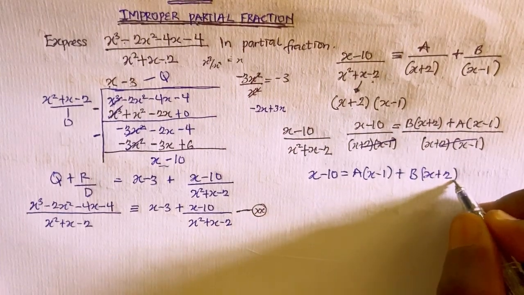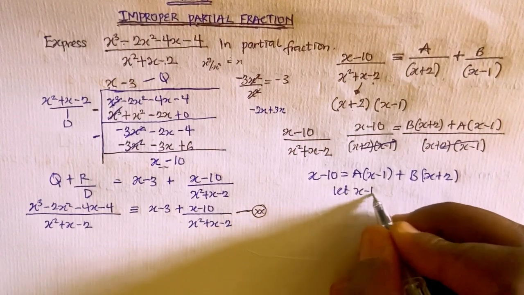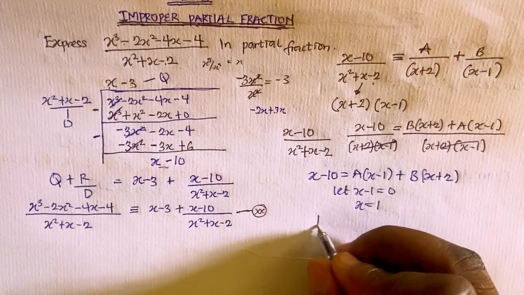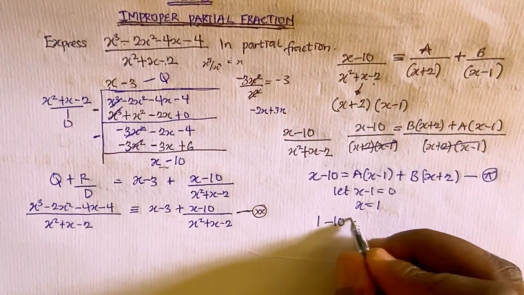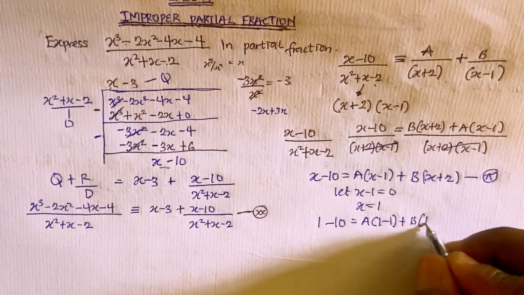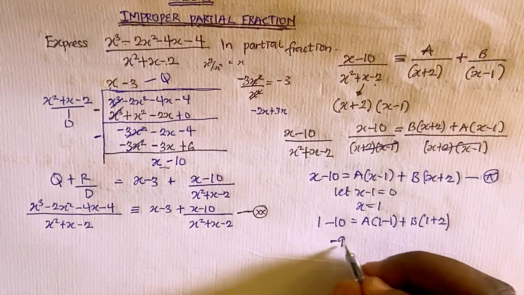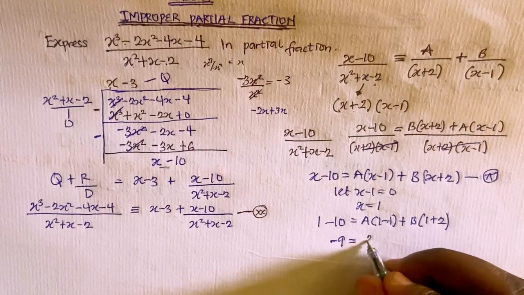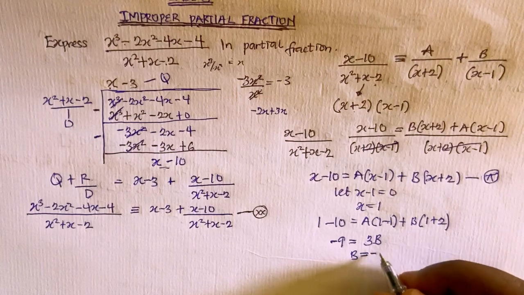Here we are going to use the trial and error method. Let x minus 1 equal 0, then x equals 1. Put it in equation a now. We are going to have 1 minus 10 equals a into bracket 1 minus 1 plus b into bracket 1 plus 2, right? So here I'm going to have minus 9 equals, this is actually 0, and this is 1 plus 2, which is 3b. So in this case, our b equals minus 3.